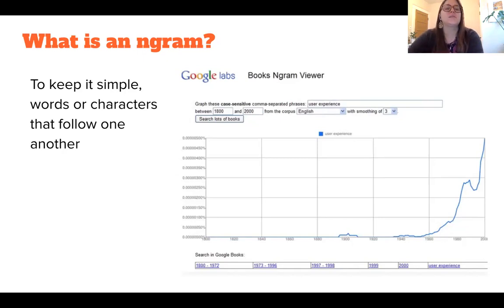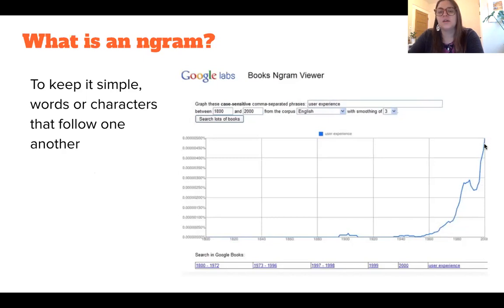So what I'm going to talk about today is Ngram. So what is an Ngram? To keep it simple, we're not going to go into the research today. I just want to give you a teaching tool, keep it short. It's words or characters that follow one another. So you have an example here from Google Ngram Viewer, which I'll be showing to you in just a few moments, where you put user experience, and you can see throughout history how common it is.